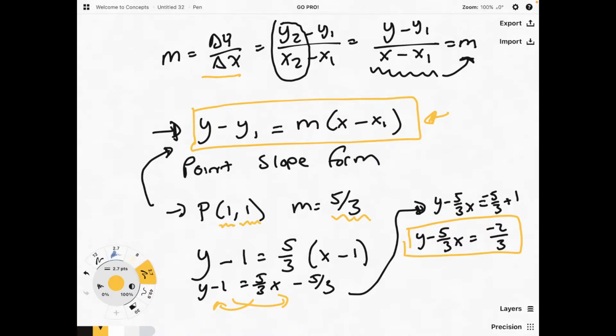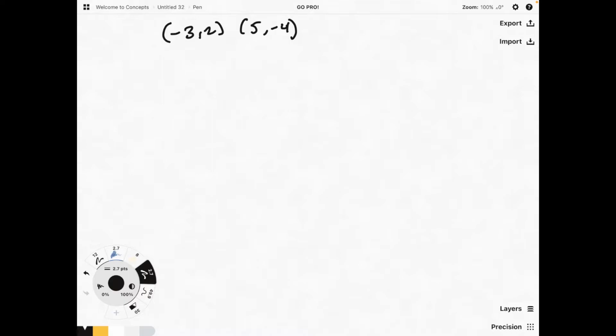Let's look at another example. Okay, in this example, we are given 2 points. We have negative 3, 2, and we have the point 5, negative 4. And the question asks us to find an equation for the line. So what do we know?